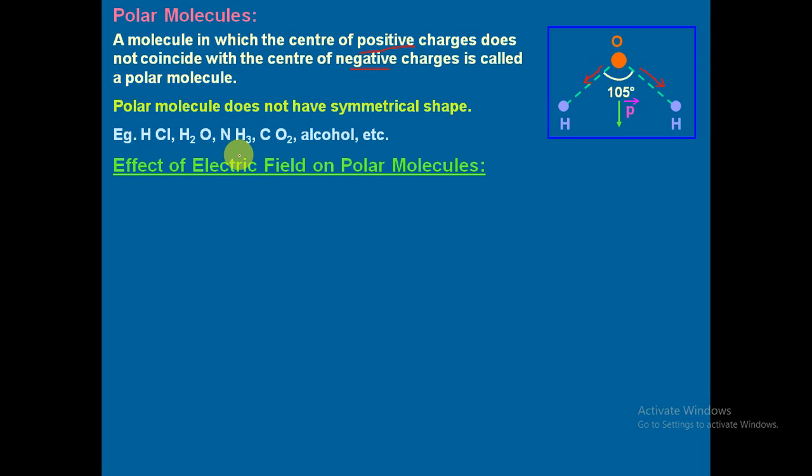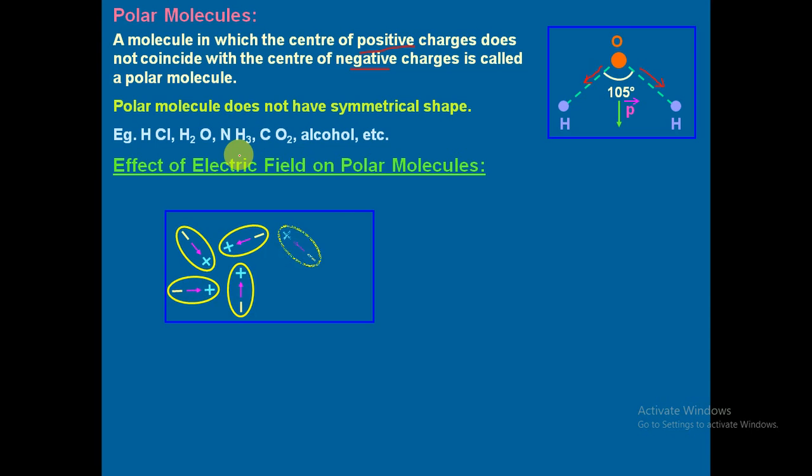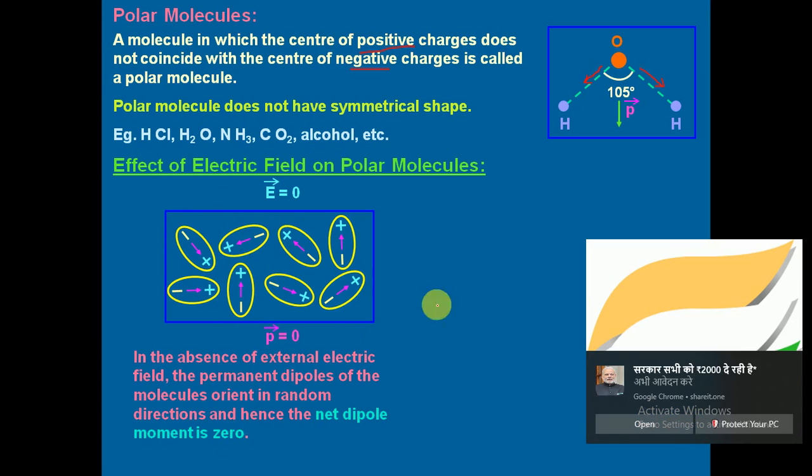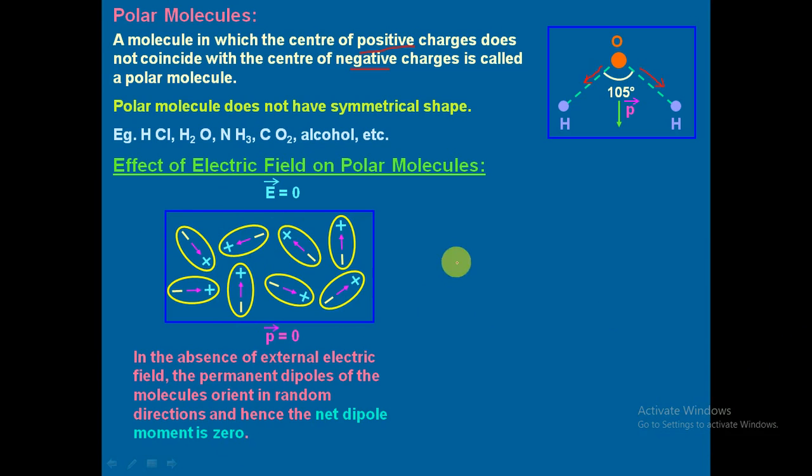Effect of electric field on polar molecules. Now, polar molecules have permanent dipoles or dipole moments in them. When you place them in the absence of the electric field, all the dipoles are randomly oriented and the net dipole moment would be 0. So in the absence of external electric field, permanent dipoles of the molecules orient in random directions, and hence the net dipole moment is 0. Means there is no net dipole moment of the molecules.